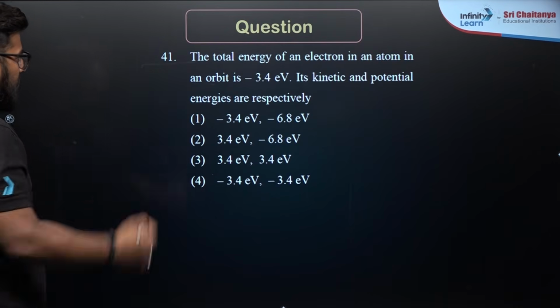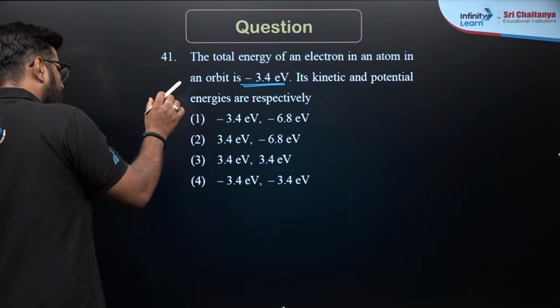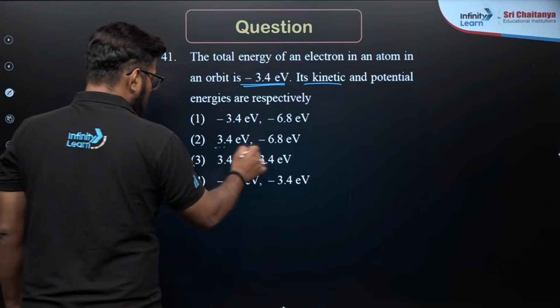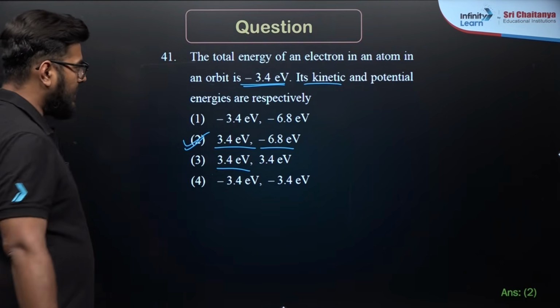Total energy of an electron in an atom in an orbit is minus 3.4 eV. Its kinetic and potential energies are asked. See, whatever is the total energy, the positive of that is the kinetic. So kinetic is plus 3.4. Potential is just double of the total energy. That means option number 2 is right.